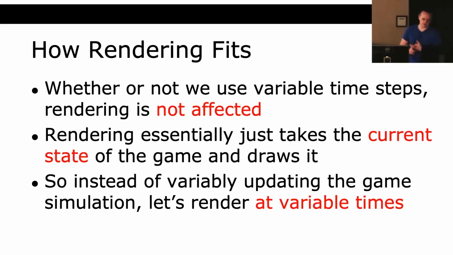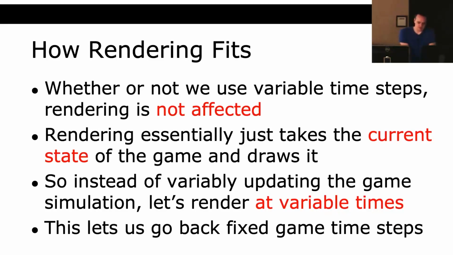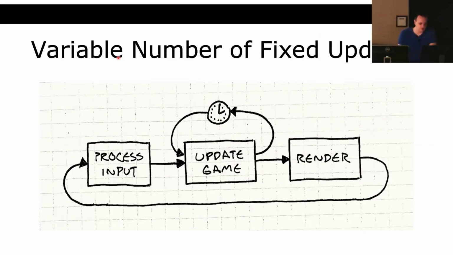So instead of variably updating the game simulation, maybe we could try rendering at different times. So far we've just been talking about the update. What could happen if instead of doing that, we rendered at different times instead? And so this lets us get back to fixed time steps. By rendering at different times, that's actually sort of a bad way of explaining it. So forget that I said that, and I'll update the slide for next time. Here's what I meant by this.